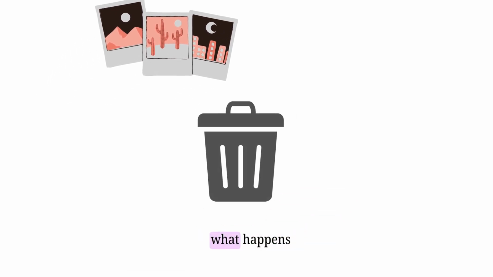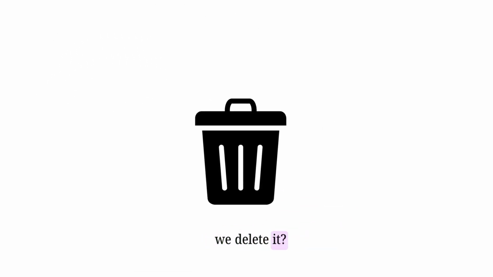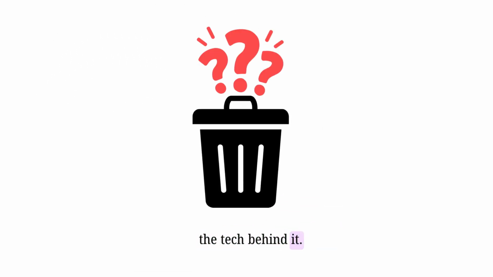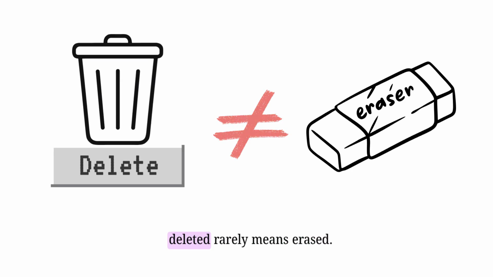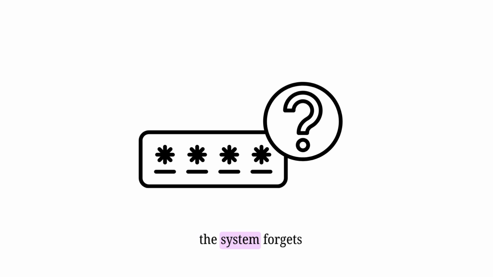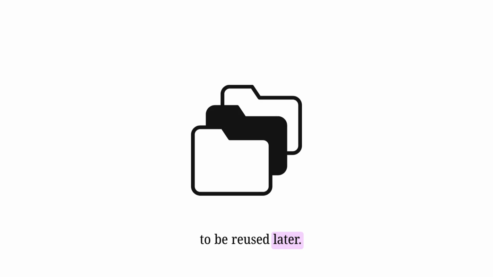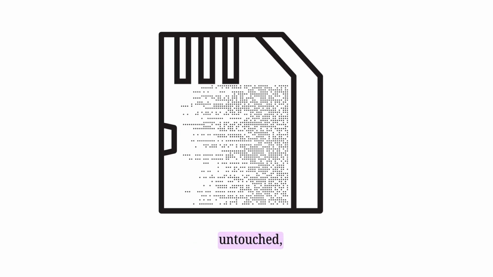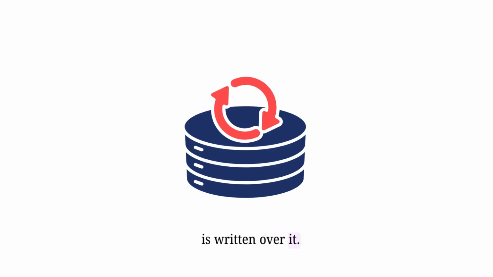Have you ever wondered what happens to a photo after we delete it? Let's break down the tech behind it. In tech terms, deleted rarely means erased. It usually means the system forgets where the photo is stored and allows that space to be reused later. This means the actual photo often remains on the storage chip, untouched, until new data is written over it.